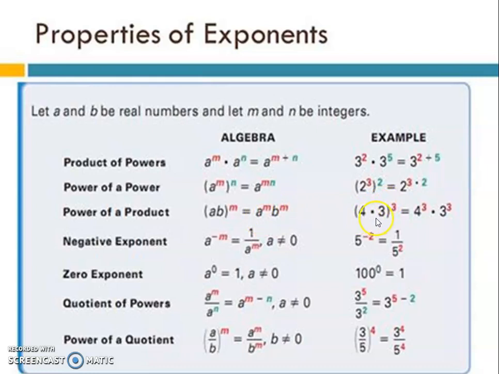For example, 4 into 3 raised to 3 is there. These are different numbers, but the index is common. That's why we get 4 raised to 3 and 3 raised to 3. So we can split up and the index remains the same.